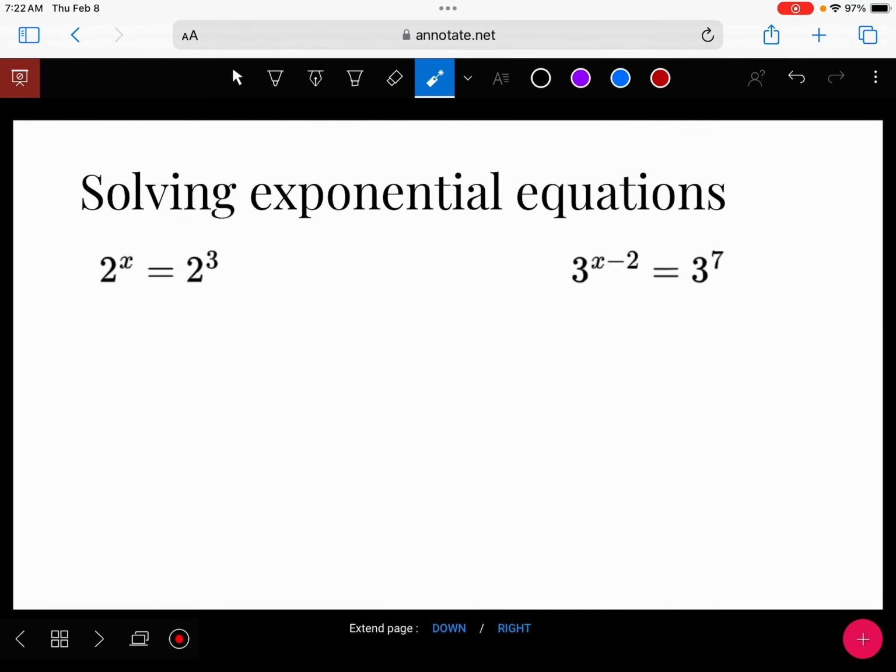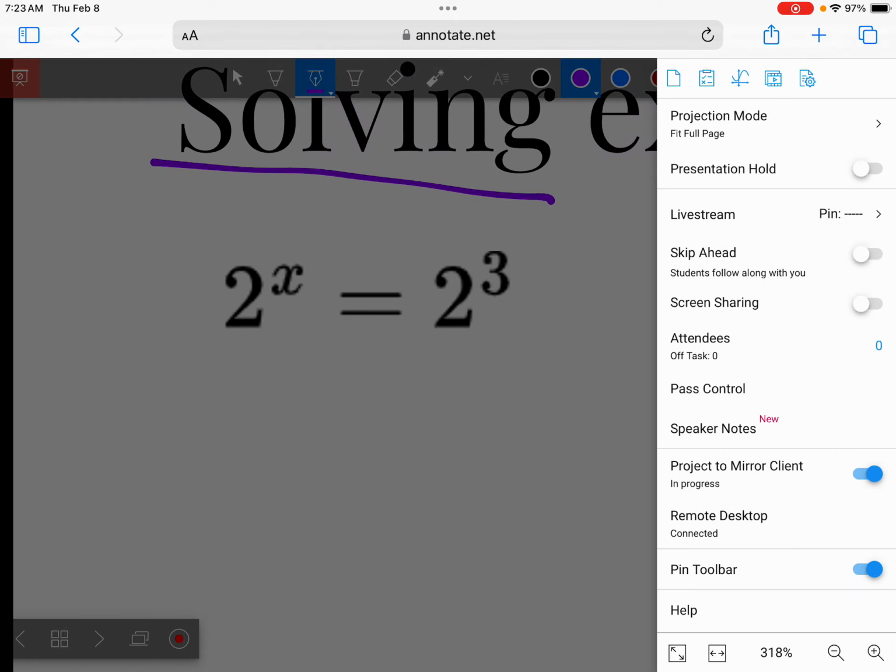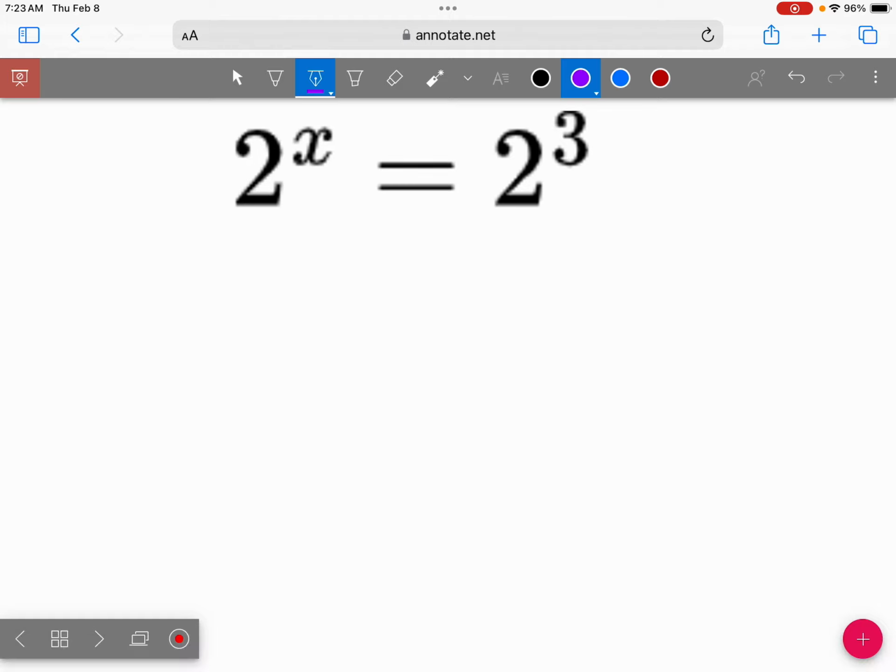x is. Whenever we say solving, that means my answer should say x equals blah, whatever it is. X equals blank. So I want to know what x is, or whatever our variable is. I think I mostly use x's because I was trying not to confuse us worse. So look at this first one here.